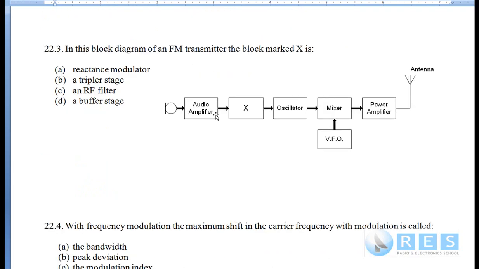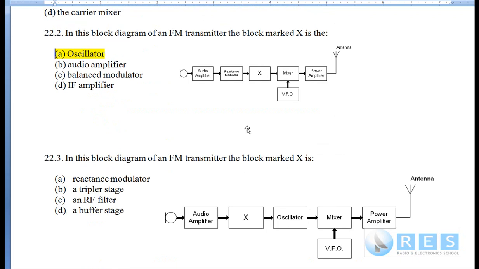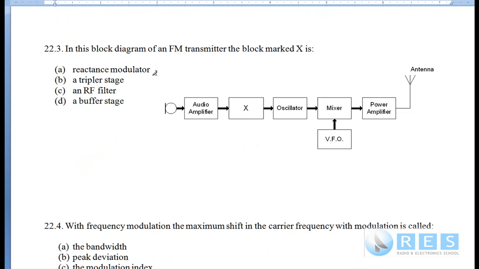22.3. In this block diagram of an FM transmitter, the block marked X, again, well, not again, what was the last one? That was the oscillator, and now they're asking for the reactance modulator, which is basically just a quartz crystal with a varactor diode in series with it. And the audio amplifier superimposes the audio voltage on the varactor, causing the varactor to change capacitance, causing this oscillator to change in frequency, and thereby generating frequency modulation.